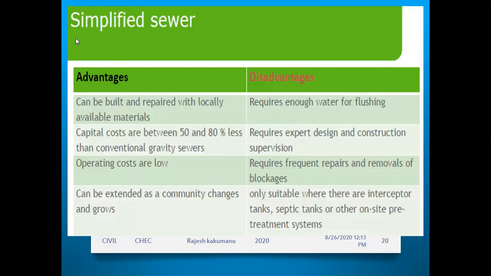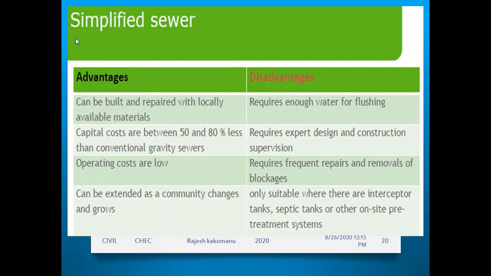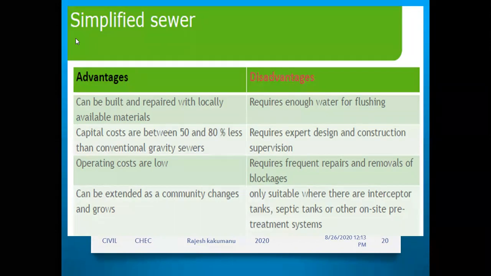It can be built and repaired with locally available materials. So whatever the atmosphere or area you are choosing, the simplified sewer system is very easily built and repaired with whatever materials are available in the local area. It requires enough water for flushing. So the water usage is more. That is the disadvantage. To flush, we require a large amount of water.